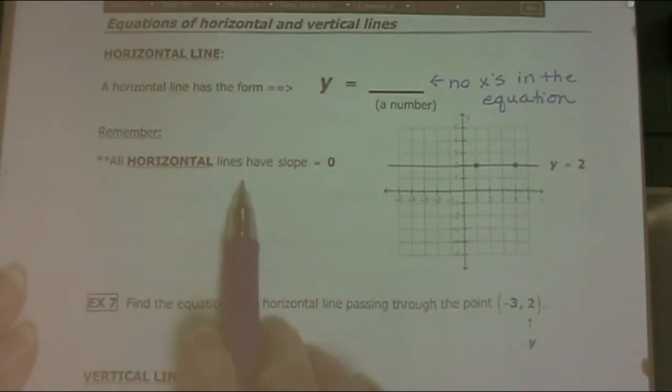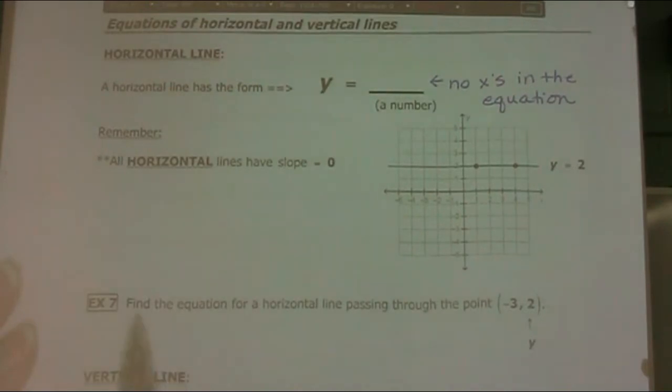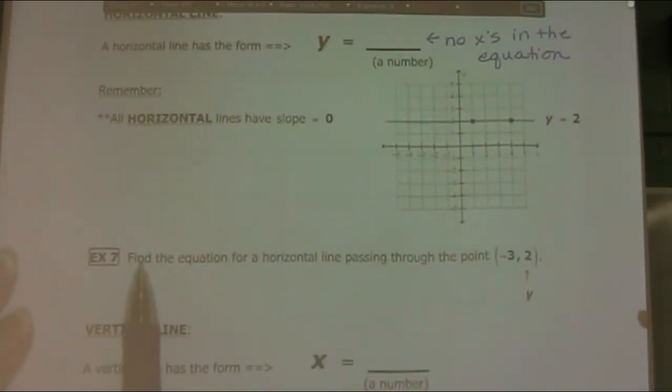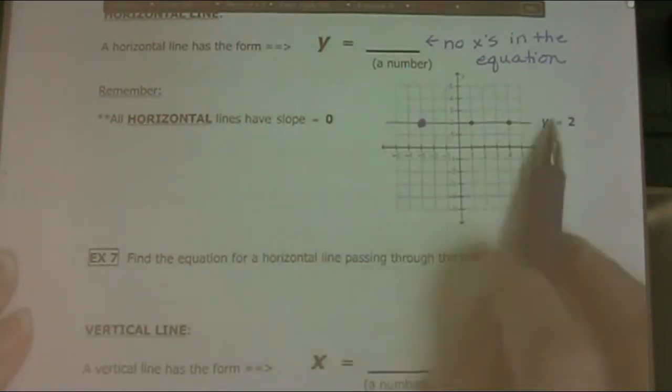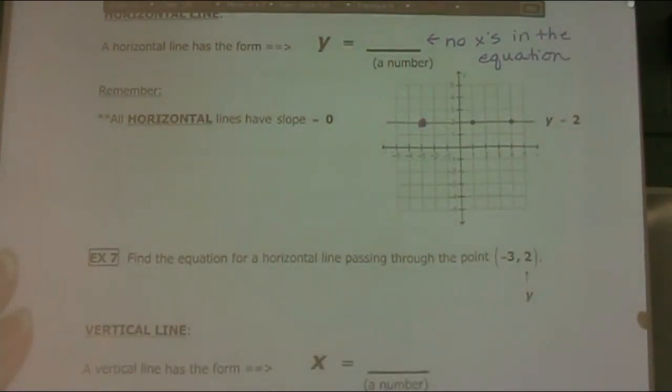All horizontal lines have the slope of 0. Okay? This is so easy. We have an example. It says, find the equation for a horizontal line passing through the point -3, 2. All right? Here's what I'm going to do. Let's draw -3, 2. It happens to be right here, and I have a line going through it. A horizontal line that goes right through it.